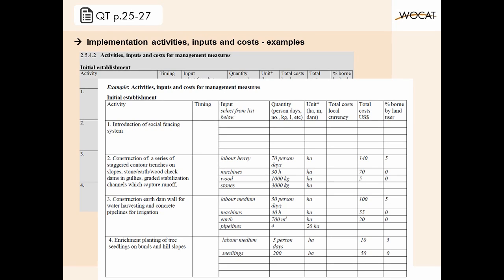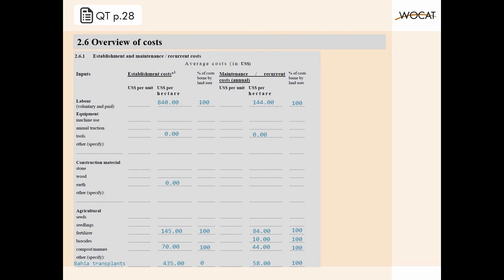Activities, inputs, and costs should be indicated per area, preferably per hectare, to guarantee comparability between different technologies. Inputs and costs can alternatively be calculated per unit other than hectare, such as per entity, for example for a dam, or per length of a measure, for example a meter of grass strip. To obtain an overview of all establishment and maintenance costs of the implemented technology, add up the total costs and insert them into the table in section 2.6. For easier comparison, convert all costs into US dollar per hectare.